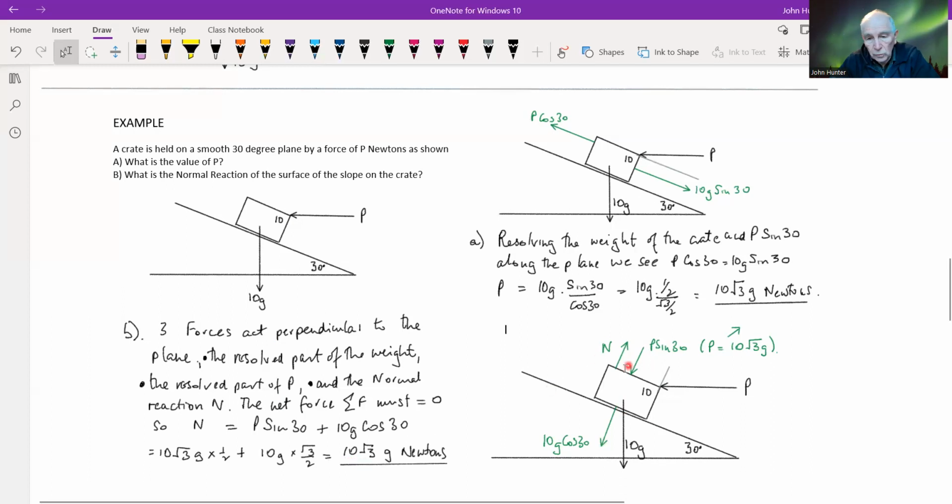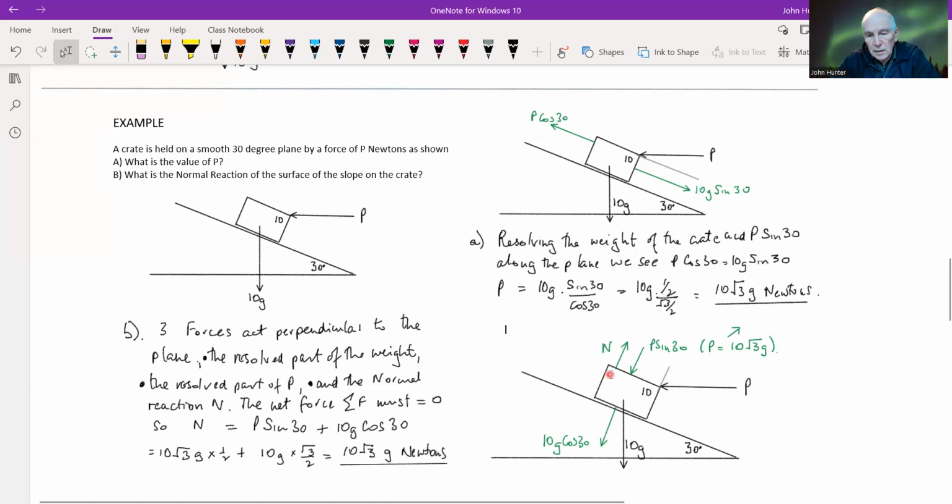So that is basically the normal reaction. Now, why we need normal reaction is usually because we want to find friction. This is a smooth plane, so whatever the normal reaction is, the friction is going to be 0. But if we have a rough plane, that's going to give rise to a force of friction, which we're going to talk about in the next video.